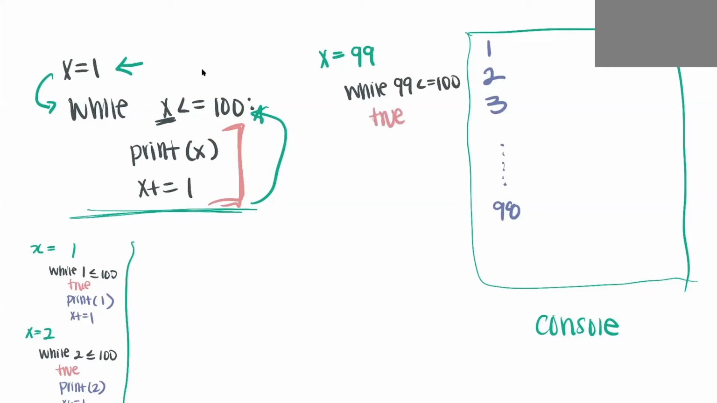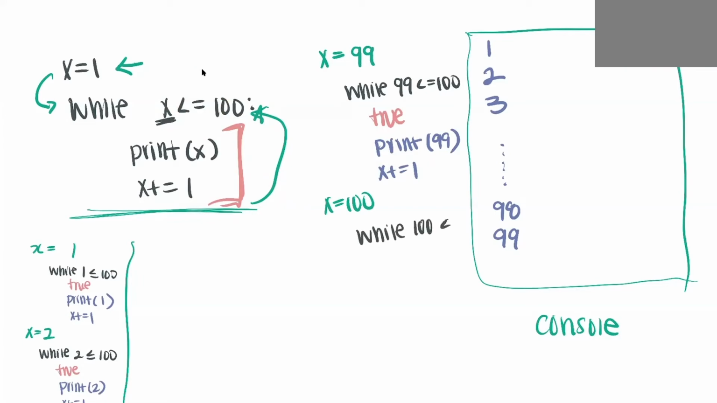So because it's true, I'm going to fall into that indented code block, which is to print my x value, which is 99. So 99 will print, and then I am going to increment my x value. So now x is equal to 100. I'm going to go into this line of code now, because now that I've reached the bottom part right here, after I've incremented that x value, I go back to verify that this is true or not.